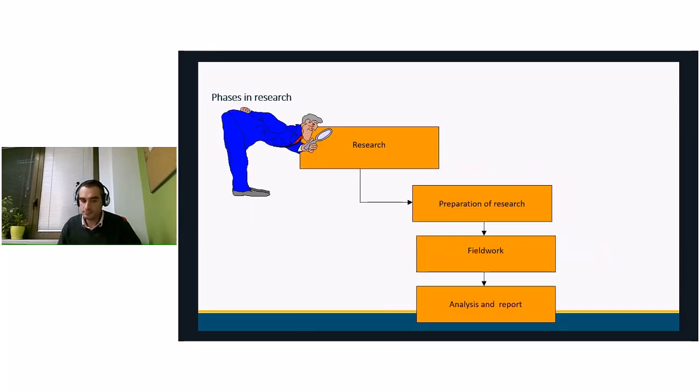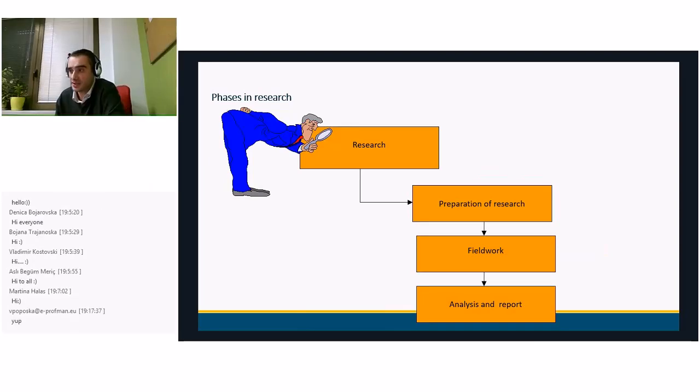So, as we already stated, in general, research could be divided in three phases. First phase is preparation of research. Second phase is the actual conduction of fieldwork. And you will see what that means for desk research today. And the third phase is analysis and reporting. Now I will talk about each phase in details.